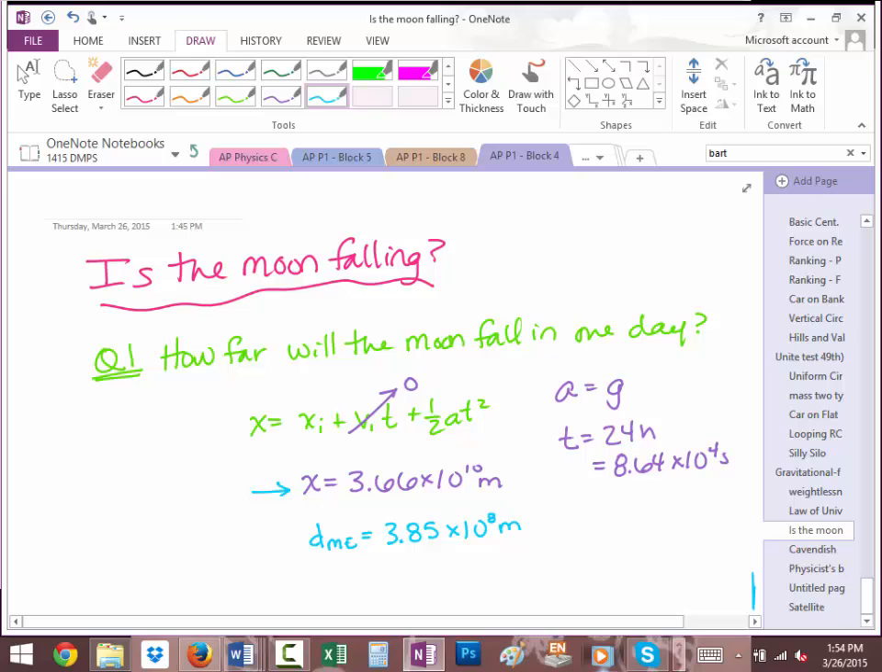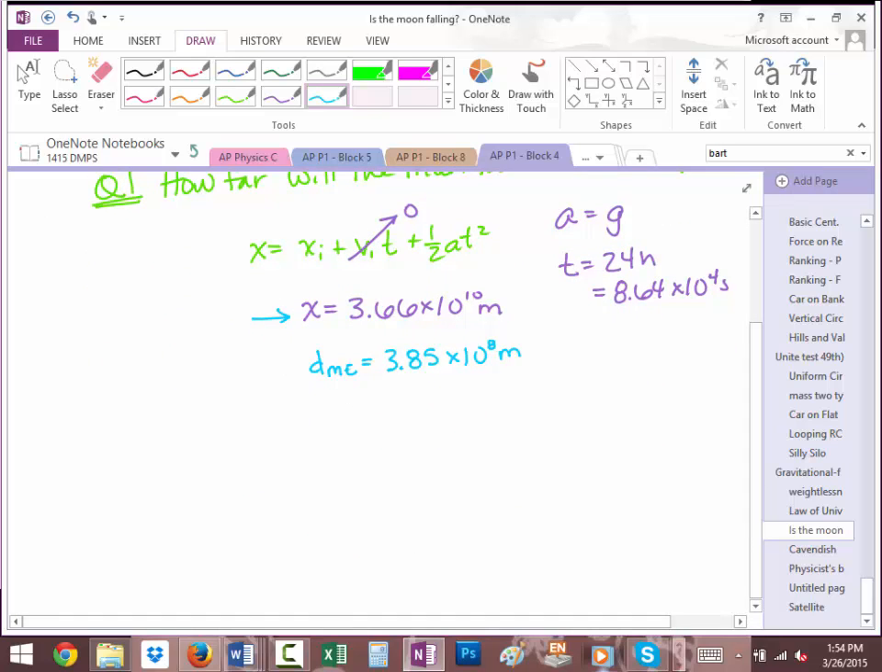So let's figure out then, how far does the moon fall? If it doesn't fall that ridiculous distance, how far does the moon fall? That's question 2.